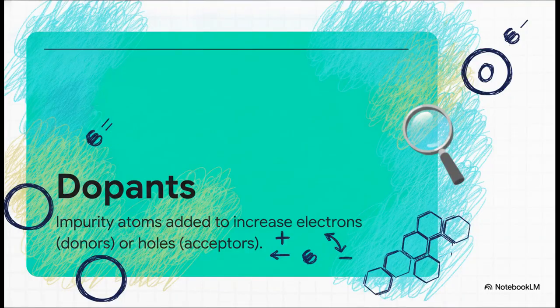We create those extrinsic materials through a process called doping. We're essentially baking specific impurity atoms right into the crystal lattice.